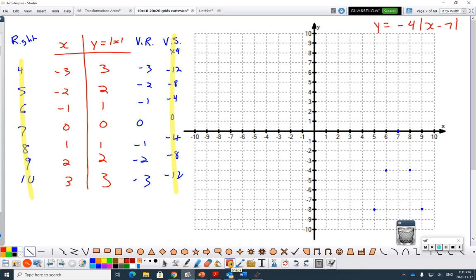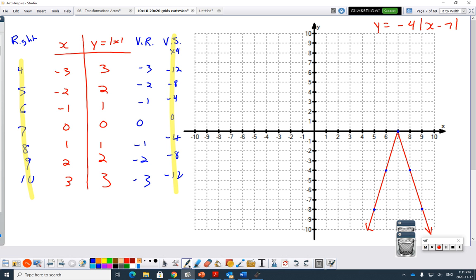And hopefully you have at least a little knowledge of absolute value. You're like, oh yeah, wasn't this the V thing? So you know it's straight lines here. And technically, we should be labeling these every time and labeling what the graph is.